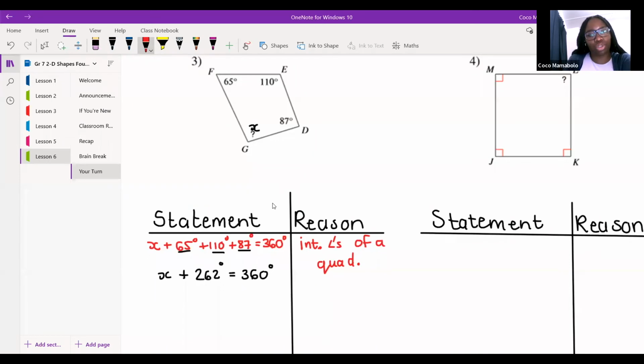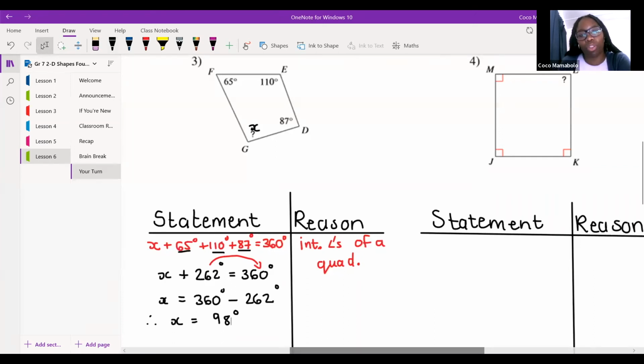And then I'm going to take 262 degrees over the equal sign, and I'm going to have x is equal to 360 degrees minus 262 degrees. Therefore, x is equal to, and as you all say in the chat, 98 degrees. Very well done. I need one more volunteer to do number 4 with me.